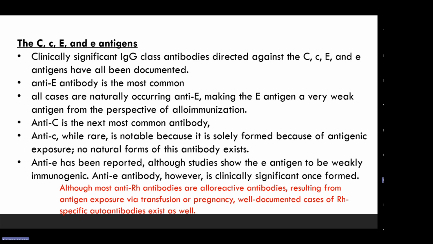All cases are naturally occurring anti-E, making the E antigen a very weak antigen from the perspective of alloimmunization. Anti-C is the next most common antibody. Be watching the characters, whether it's big C or small c, as you're looking at your screen there. The anti-c, small c, while rare, is notable because it is formed solely because of antigenic exposure. No natural form of this antibody exists.